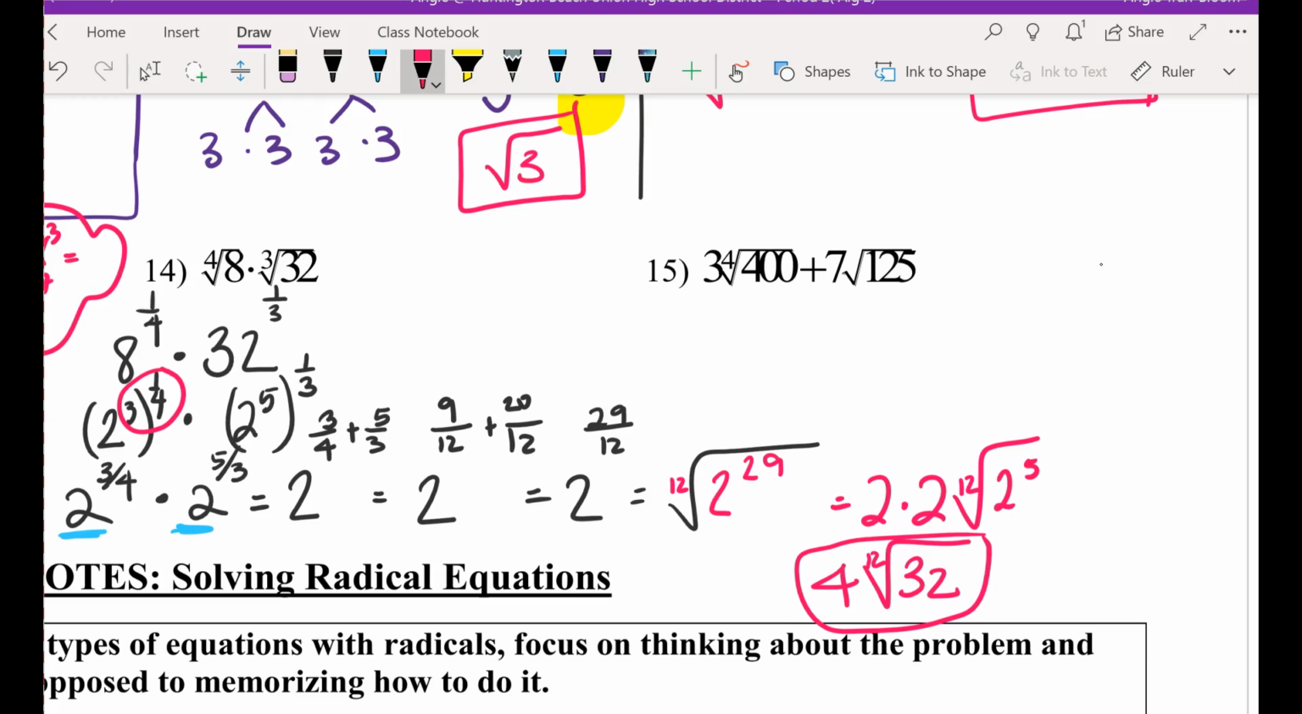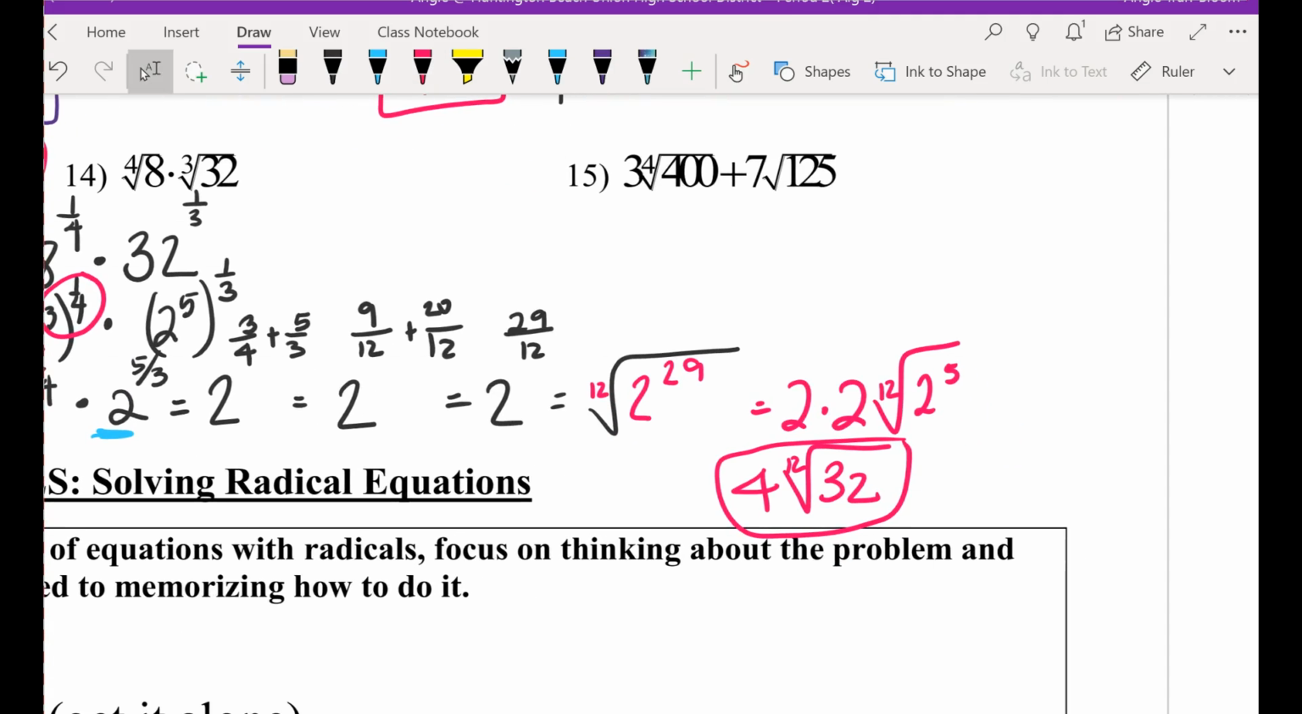14. Pretty crazy, right? Okay, 15. Last crazy problem. It's an addition. Right now, what's the index for the 400? What's the index for 125? They're not even the same. You can't even do anything. I could. Let's do it. What do you want to do? How do you simplify that?